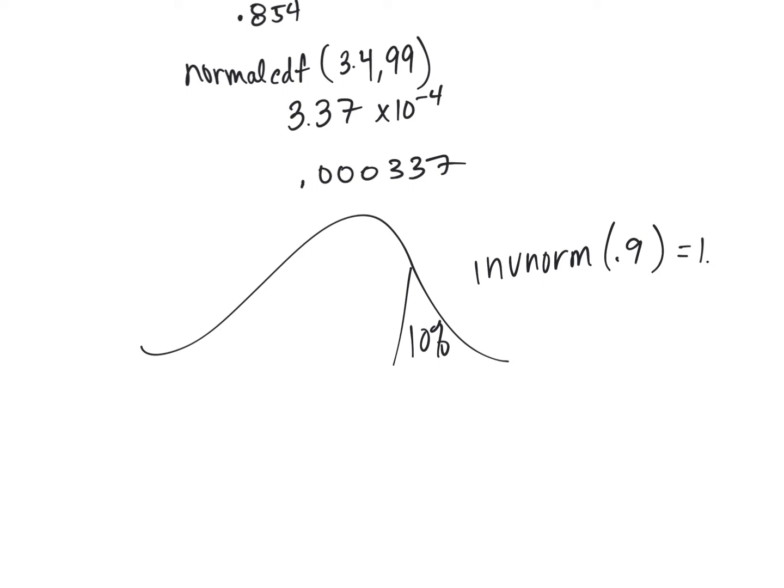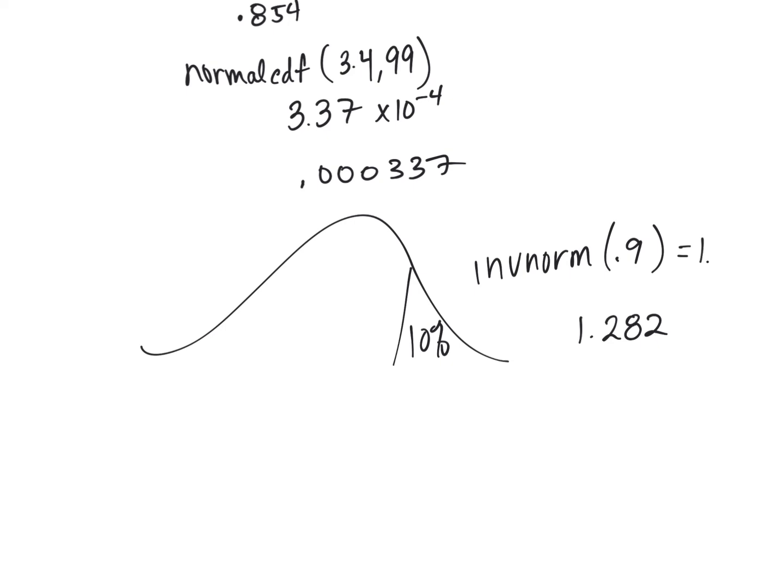Inverse norm 0.2 is negative. Never mind. Wait, wrong number. It's 0.1. 1.282. And it's positive, right? Because it's above the mean. The upper 10% is above the mean. That's the other thing you can make sure to think about. Whether you do inverse norm 0.9 or 0.1, you're going to get 1.282.